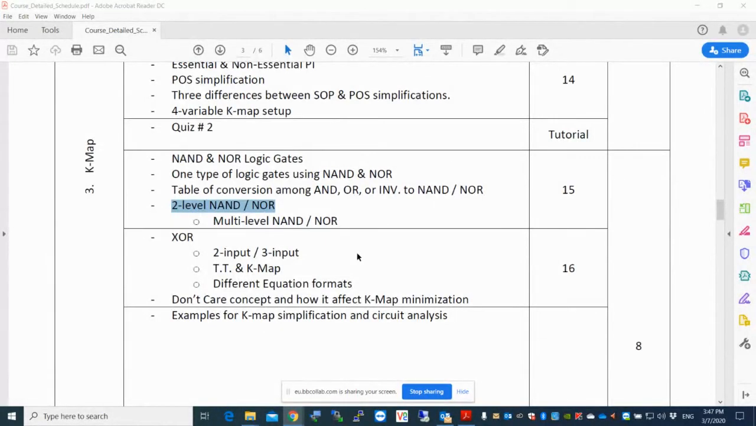We have learned the three basic logic gates, the AND, the OR, the inverter, and we also built two complementary logic gates, which are the NAND and the NOR, and we have motivated you enough for their advantages. In lecture number 16, we are also learning a new logic gate called the XOR.